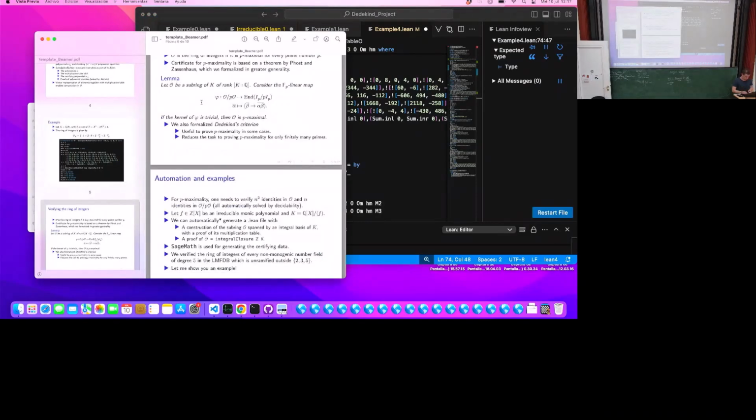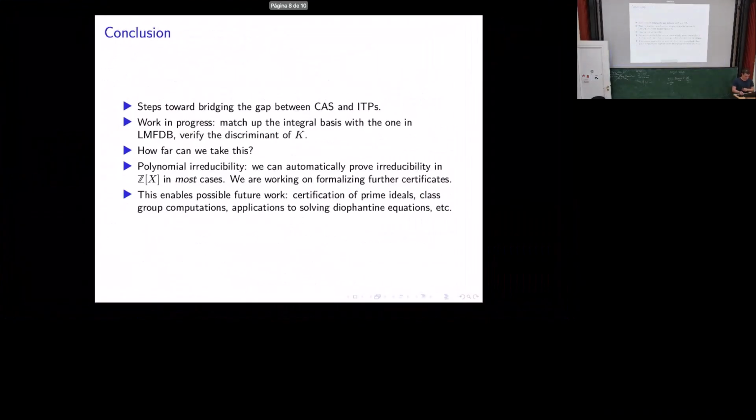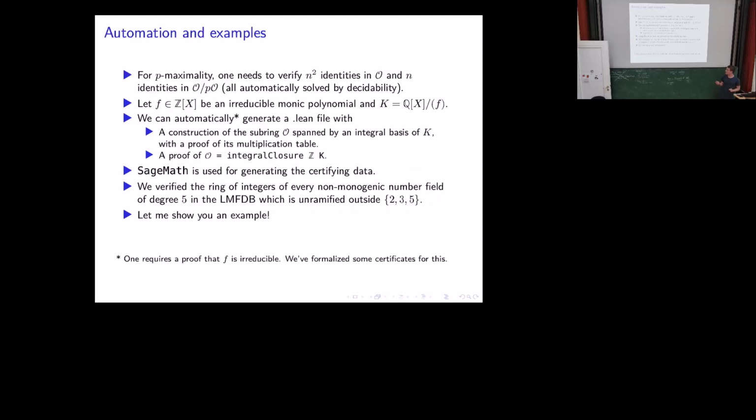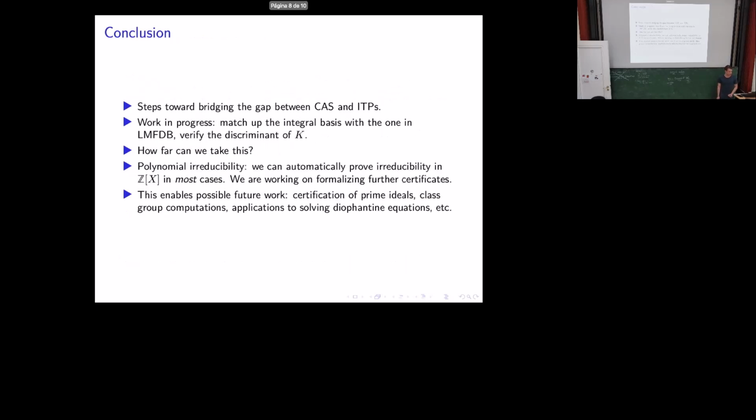And just to finalize, let me tell you some conclusions. For the example that I showed, the proof that f, the polynomial, is irreducible is done, and we have ways to certify irreducibility of polynomials for, in some sense, most polynomials, but we're still working on more certificates for irreducibility of polynomials. So the script will output everything sorry-free except perhaps a proof that f is irreducible. I should point out that in this list, irreducibility is okay.